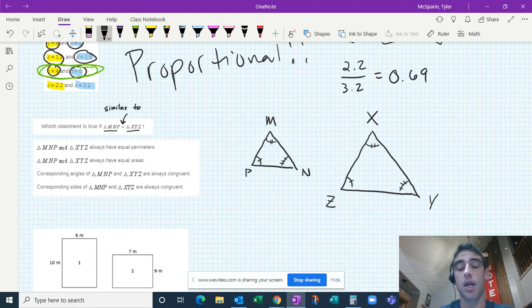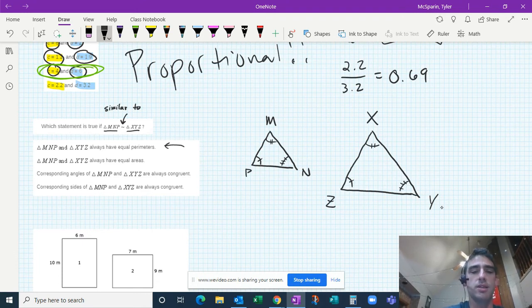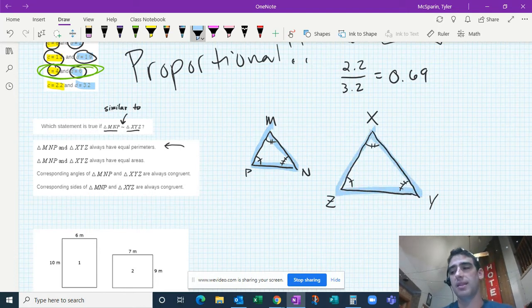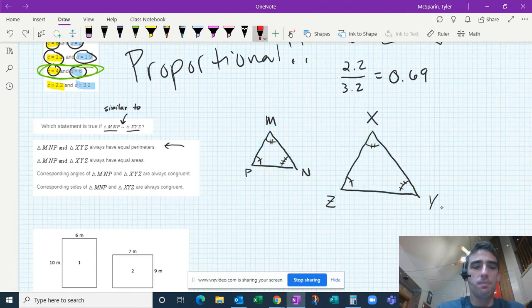They're certainly not congruent just because it's similar. So let's go and look. This first one says that M P and X Y Z have equal perimeters. Well, that would mean that to measure around the outside of each one would be the same measurement. And I think it seems obvious that that's not true because XYZ is bigger, so it's farther around the outside. So that's not true for similarity.